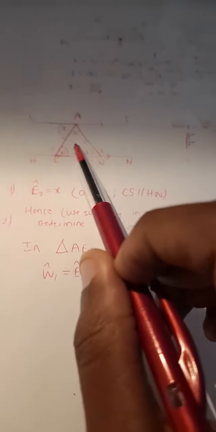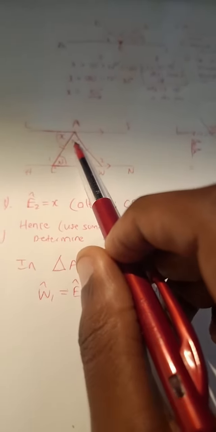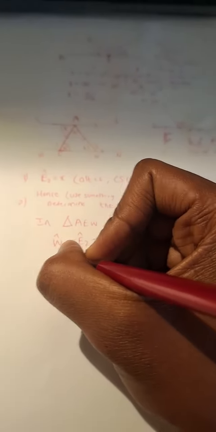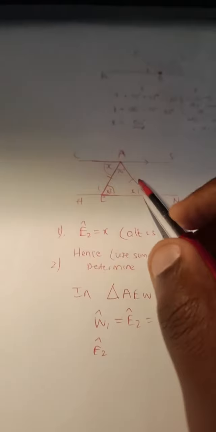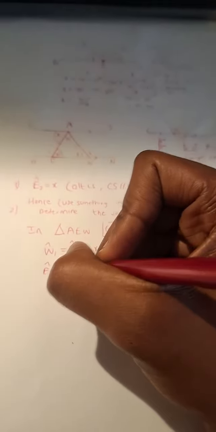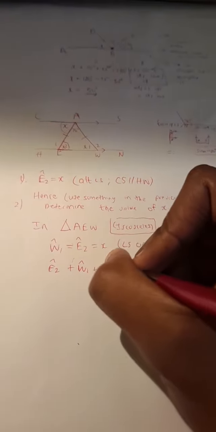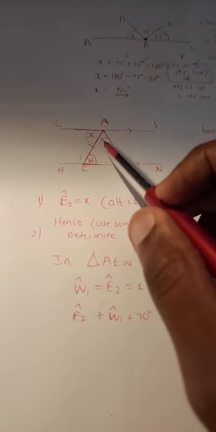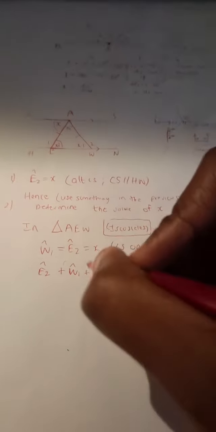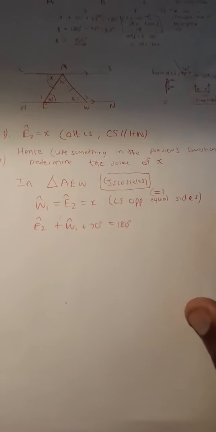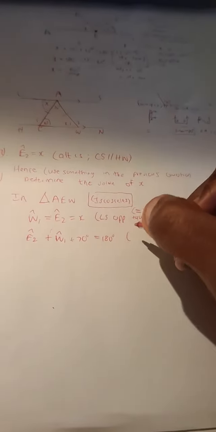I can now go ahead and get the value, guys, of the angle x by doing what? By saying angle E2, plus angle W1, plus 70 degrees. Those are both equal to what? 180 degrees. What is the reason?